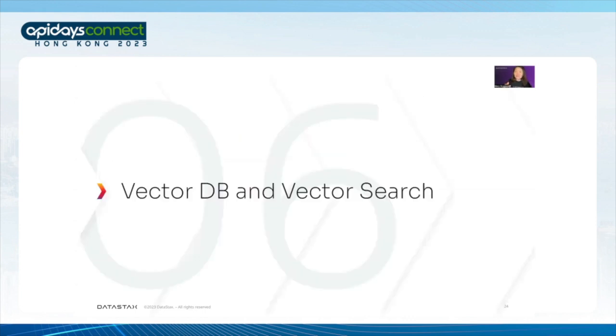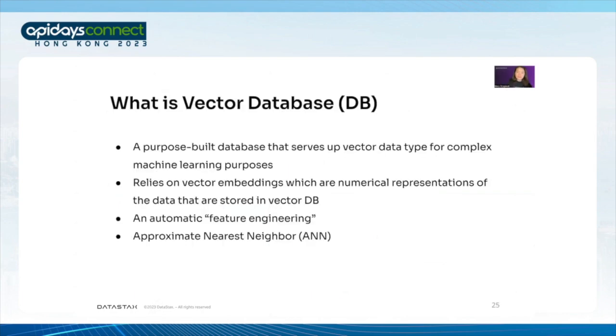But let's now move into the exciting thing that DataStax actually has, which is, we're database experts. We have added this vector database search capability. And what is a vector database? It is a purpose-built database that serves up a vector data type for complex machine learning purposes. We're now looking at huge sets of data. You cannot use traditional methods like a relational database, with rows and columns. It doesn't work, or maybe it's going to take years. So we need new data types.